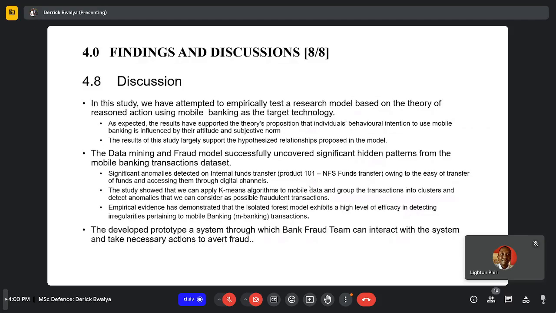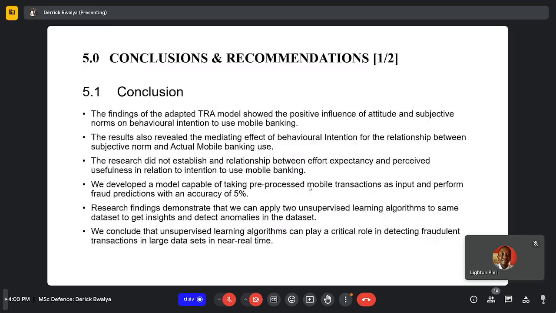On the data mining and fraud detection side, we uncovered significant hidden patterns from the mobile banking transaction dataset. And on the other side of developing the prototype, the system was able to give us an interface that allows the end users to interact with the system and be able to take the necessary action whenever a fraud is detected. What does the conclusion show?